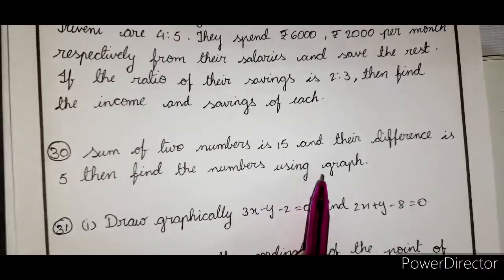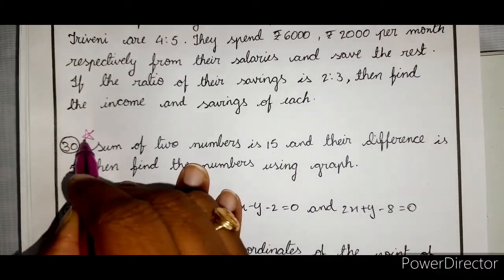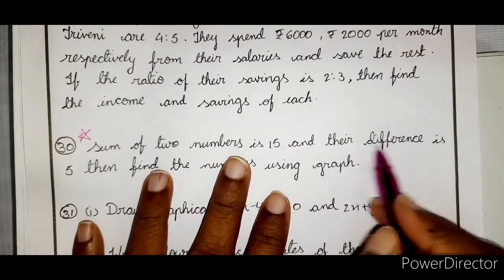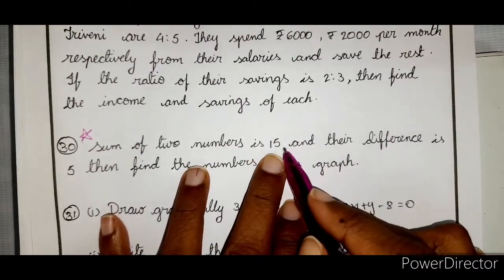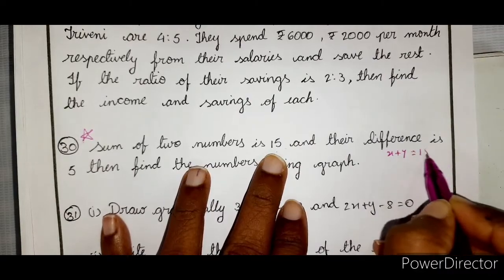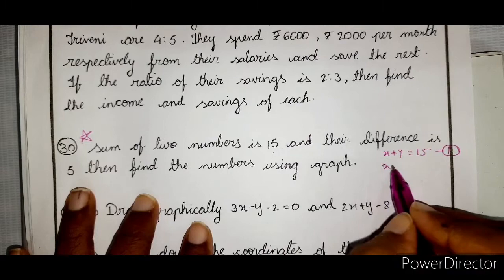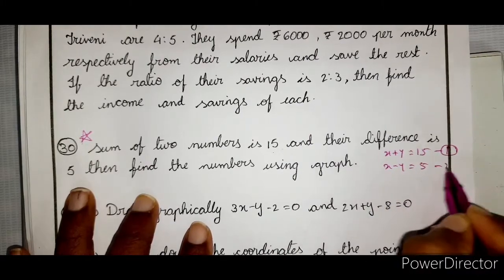Then find the numbers using graph. Right, so this is a different problem again. So the graph part you can do it. Let me write the equation first. Sum of the two numbers is 15. So my numbers are x and y. x plus y is equal to 15 is one equation. And the difference of them, x minus y is equal to 5, is another equation.